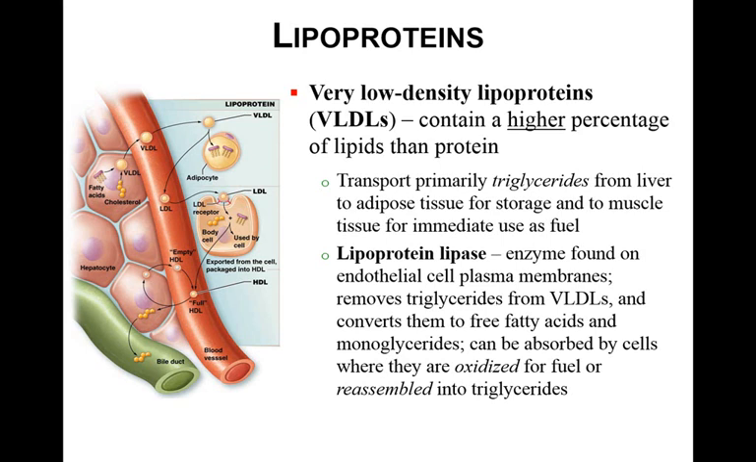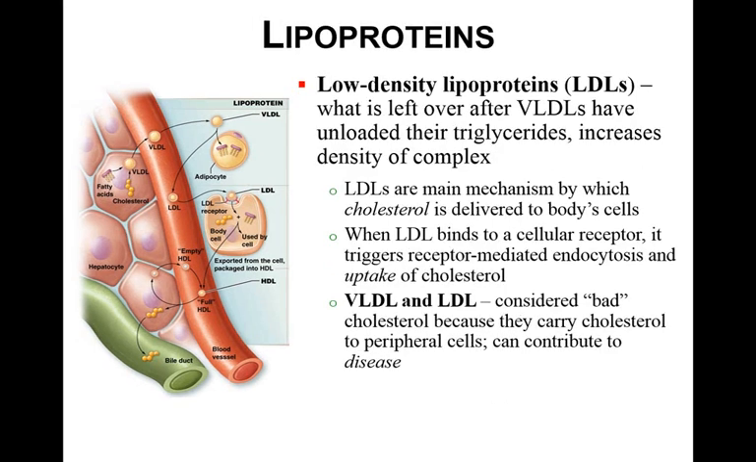There's an enzyme, lipoprotein lipase, found on the plasma membranes of these cells, and it removes the triglycerides from these VLDLs and converts them to fatty acids, which can be absorbed by the cells where they're used for fuel. They then reassemble those triglycerides. And then you have the LDLs, which is what is left over after VLDLs have unloaded their triglycerides. These are low density lipoproteins. They're the main mechanism by which cholesterol is delivered to body cells.